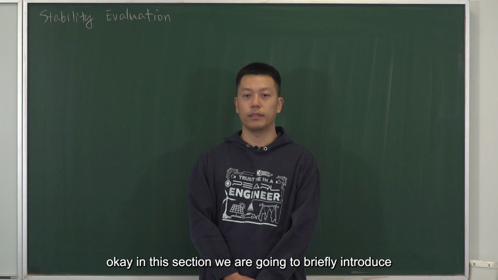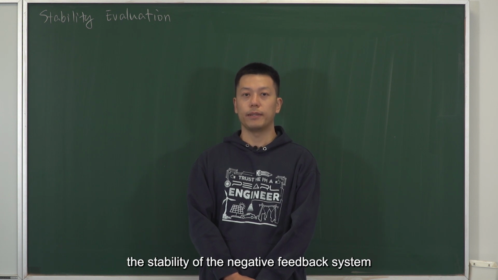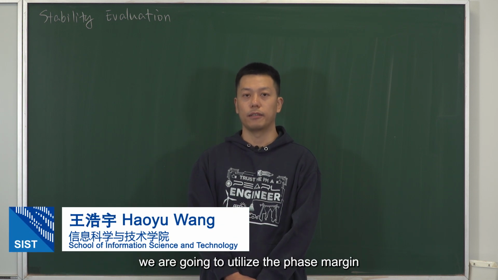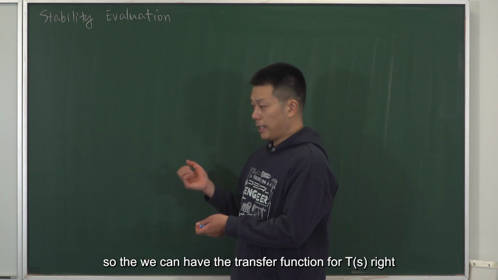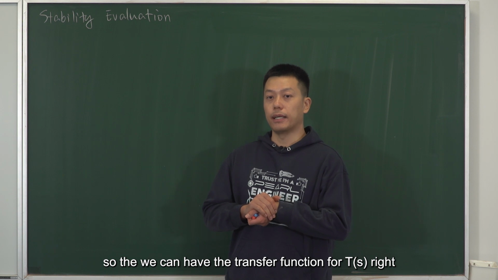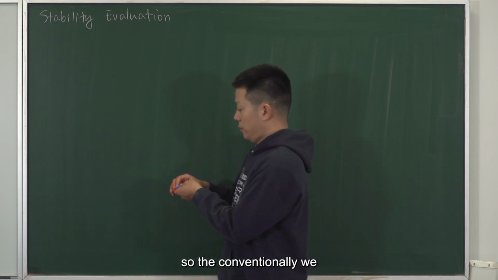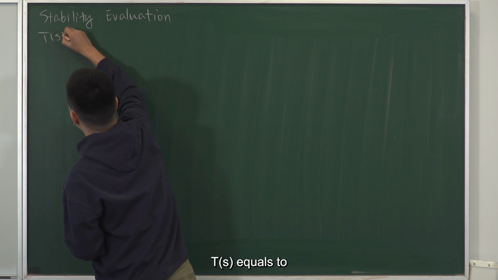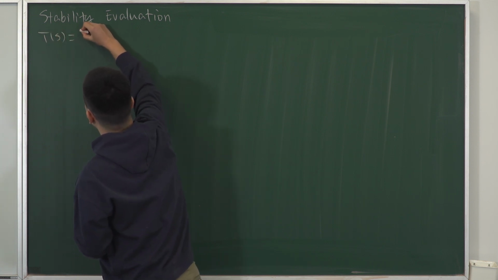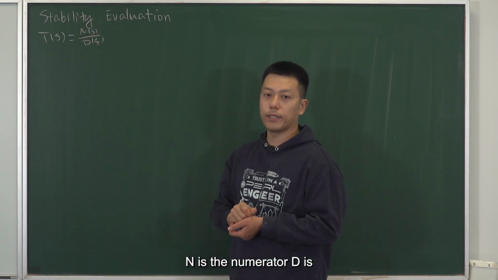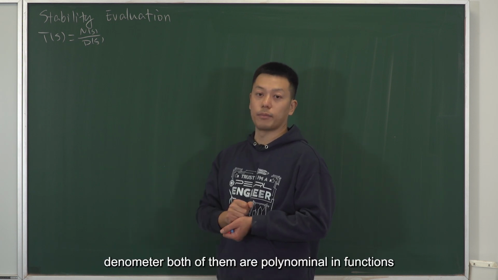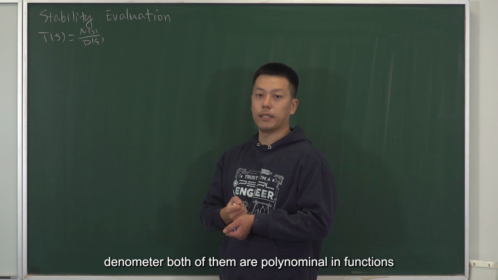Okay, in this section, we are going to briefly introduce the stability of the negative feedback system. We are going to utilize the phase margin as the indicator to judge the system stability. So we can have the transfer function for T(s). Conventionally, we have T(s) equals N(s) over D(s). N is the numerator, D(s) is the denominator. Both of them are polynomial functions.